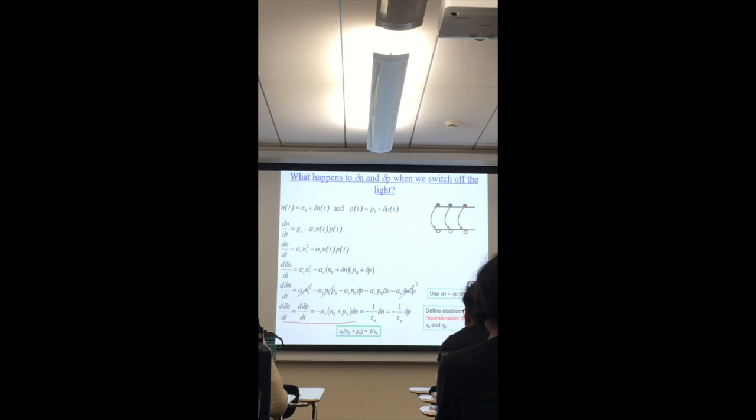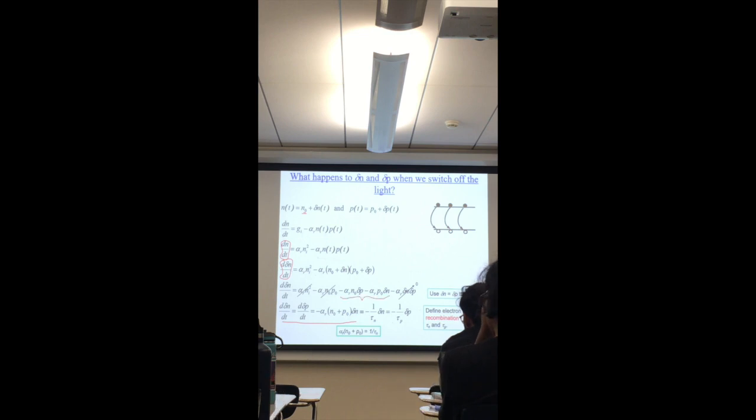Of course, here we also replace this dn over dt by d delta n over dt, because N naught is not a function of time. It's a constant. So dn over dt is the same as d delta n over dt, and then we can get this expression here. So we only have two terms left.